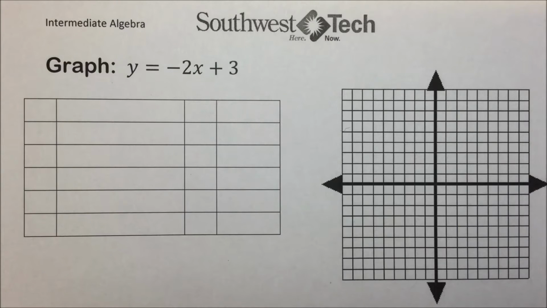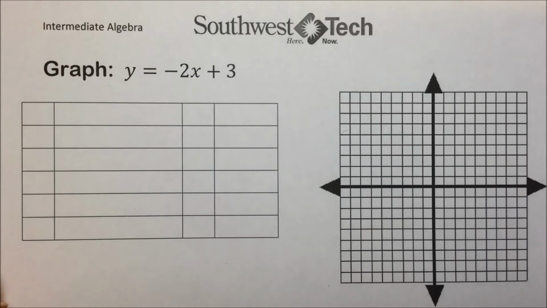Intermediate Algebra Section 2.1. We're going to graph some equations, and to graph an equation means to make a drawing that represents all of its solutions. To do that, in this section, initially, we're going to just simply pick some values for this equation and find the ordered pairs. And to do that, I have a table here.